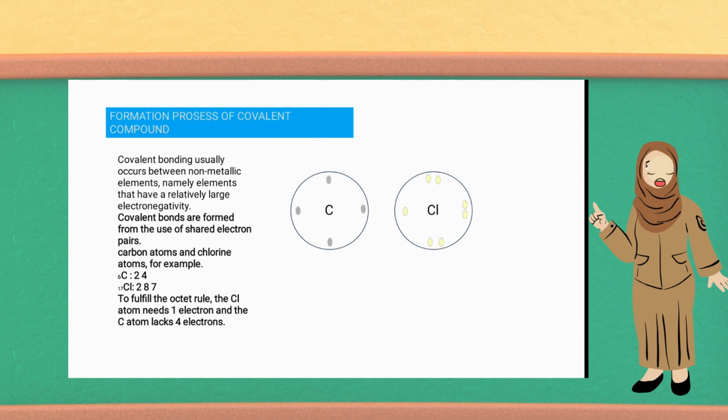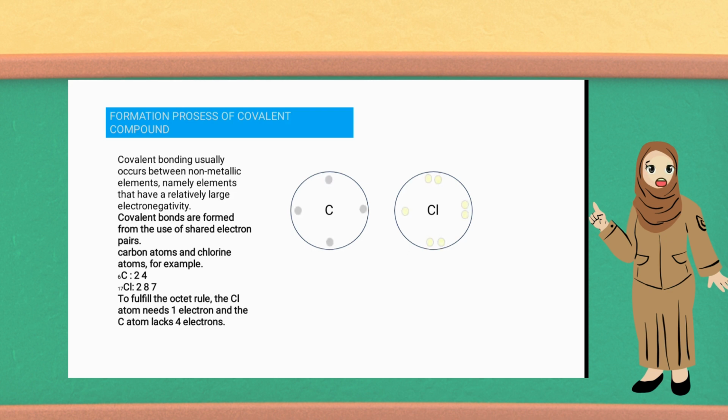Okay, the next is about the formation process of covalent compounds. Covalent bonding usually occurs between non-metallic elements, namely elements that have a relatively large electronegativity. Covalent bonds are formed from the use of shared electron pairs.